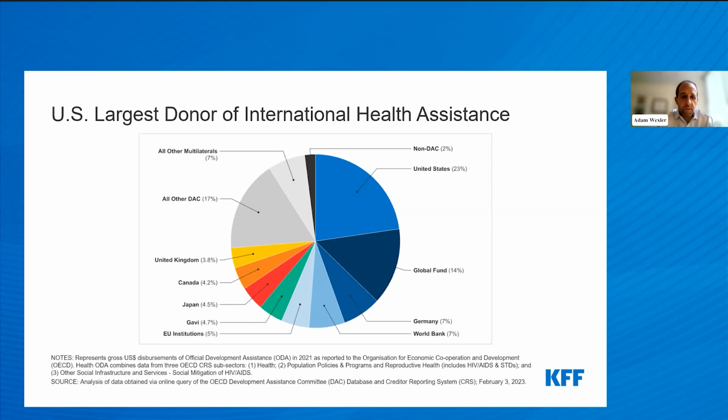Well, first and foremost, the U.S. is the largest donor of international health assistance. As you can see here, the U.S. accounts for almost 1/4 of total health assistance. And that is just bilateral funding. So that doesn't include U.S. funding for multilateral organizations such as the Global Fund or Gavi.